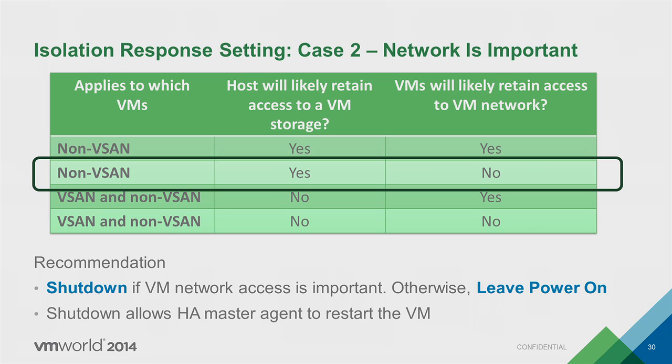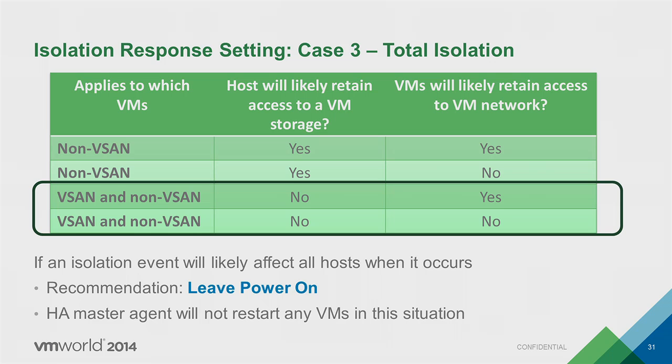So that's the second case. Now, for the bottom two rows, it slightly depends upon whether an isolation in your setup affects only one host or a subset of hosts, or it's a total cluster isolation. Based on that, you might have to choose the setting. Let's assume in a typical scenario in your setup, isolation means a total cluster isolation, which means all the hosts are isolated. In that case, you don't want to apply the isolation policies to shut down or power off the VMs, because in a total isolation scenario there is no master available to restart the VMs. So all the VMs would be shut down, which you don't want to happen. So in that case, leave the VMs powered on.